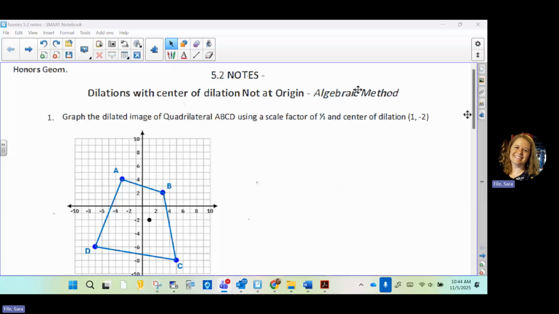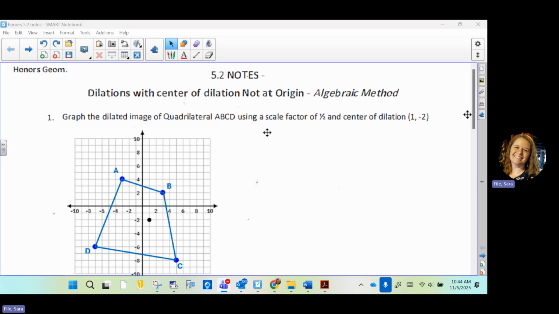Yesterday, you didn't have school. Monday, in 5.1, we looked at scale factor. We talked about how your scale factor is your multiplier. It's either going to reduce or enlarge your image, or your location of your point, whatever it is that you're scaling.